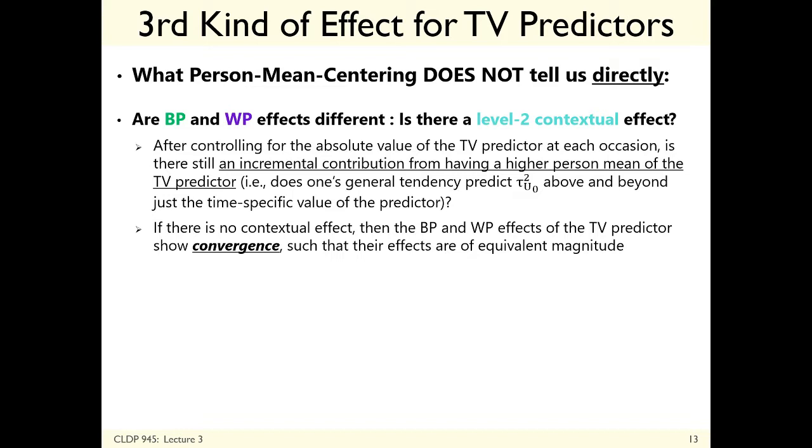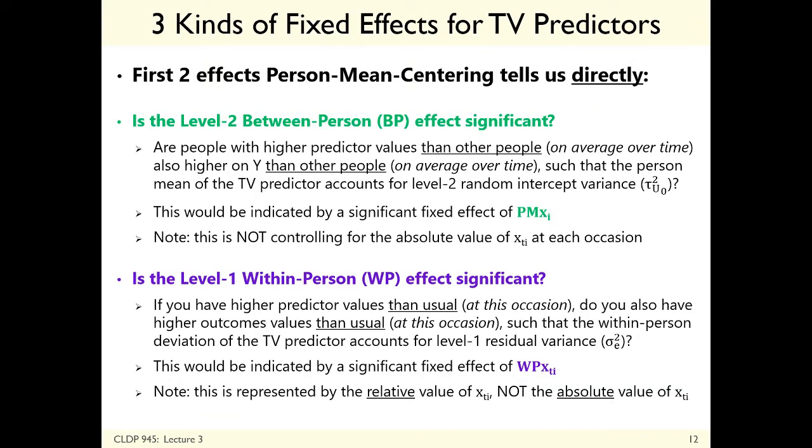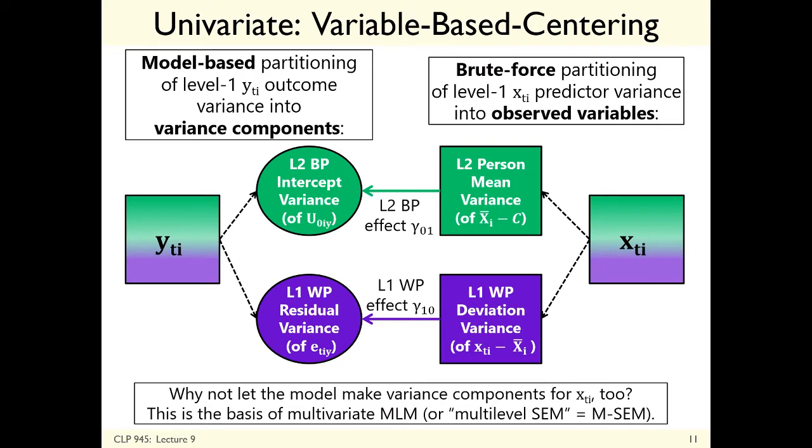There are two ways to look at this idea of a contextual effect. The easier one is simply to ask whether this fixed effect from the person mean to the random intercept is different than this fixed effect of the within person to the residual. Are these two fixed effects the same or different? The difference between them is called a contextual effect. In longitudinal data, that is almost never of interest. It is of interest in clustered data much more frequently.